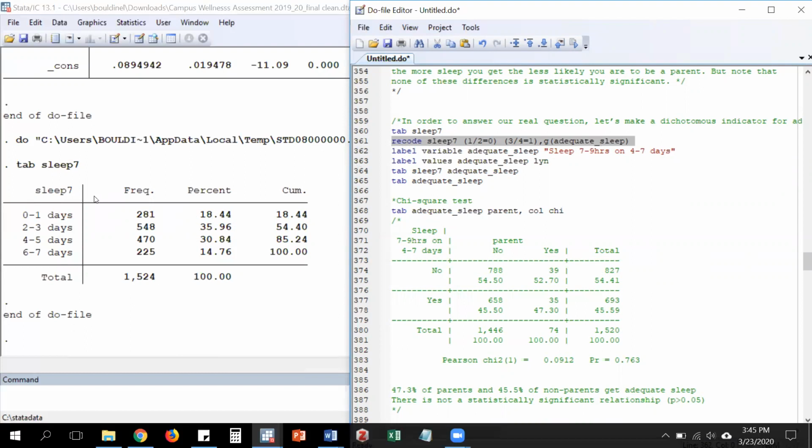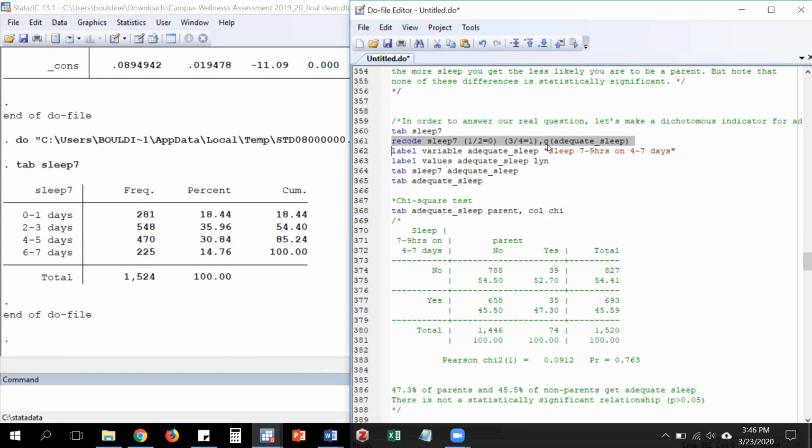And I'm going to make it so that if the person said that they got 7 to 9 hours of sleep on 0 to 1 days or 2 to 3 days, so that's this 1/2. In Stata, the slash means through, so you can't use a little dash like a hyphen, because that's also a minus sign, right? So 1/2 means if the value of sleep 7 was 1 through 2, so 1 or 2, then make our new variable equal to 0. And if the sleep 7 variable was 3 or 4, which represents 4 to 5 days or 6 to 7 days, then make our new variable equal to 1.